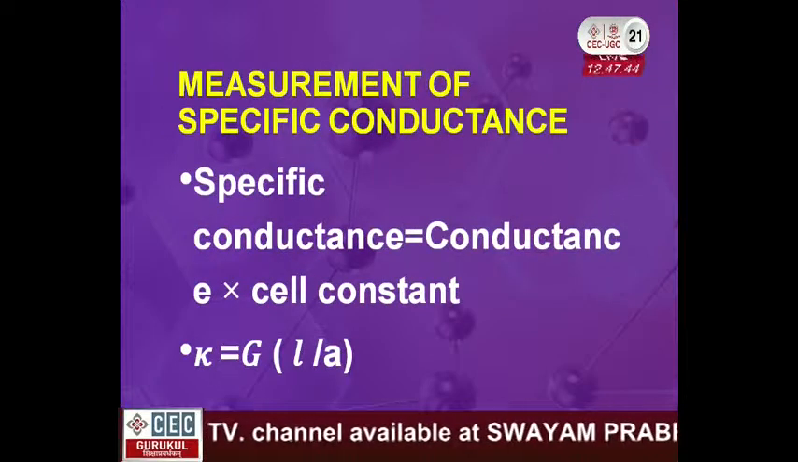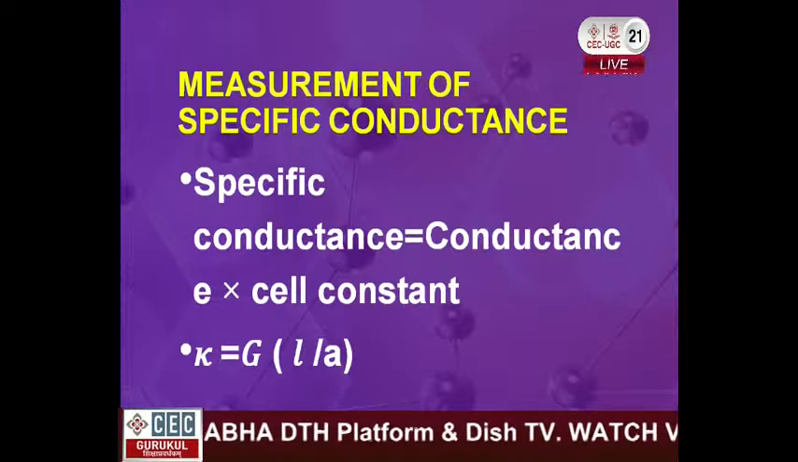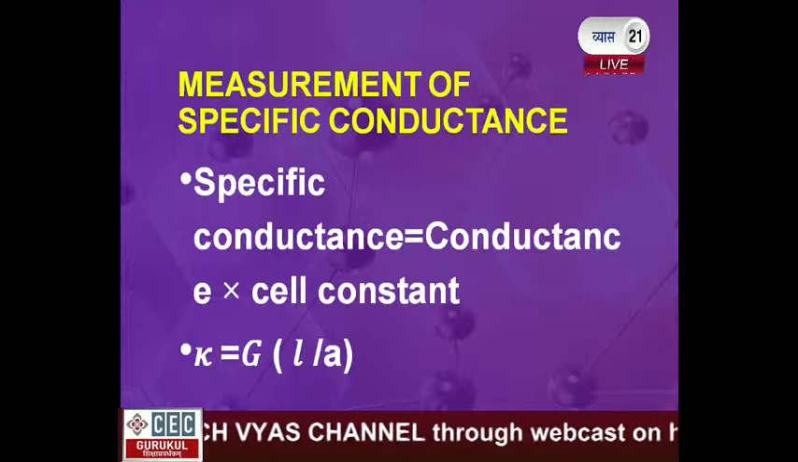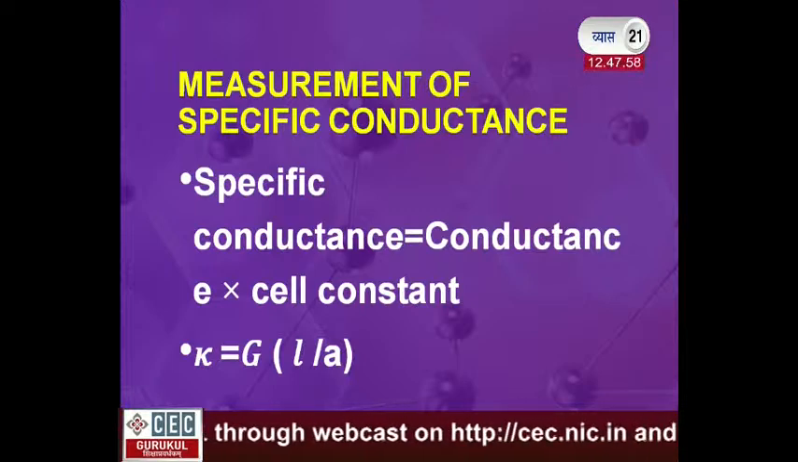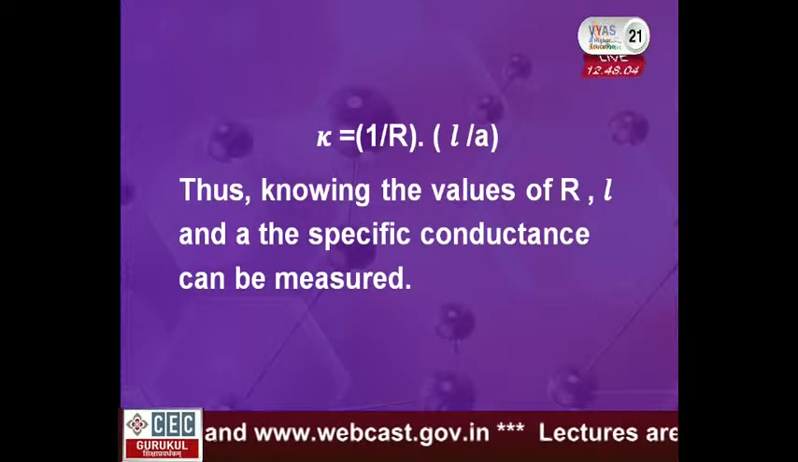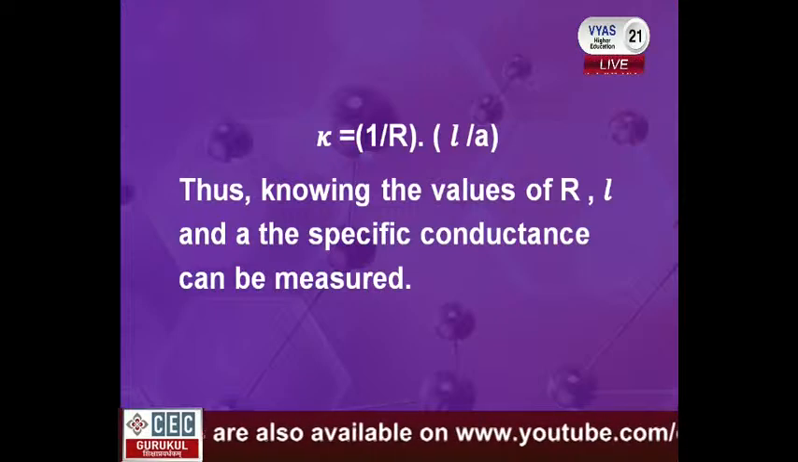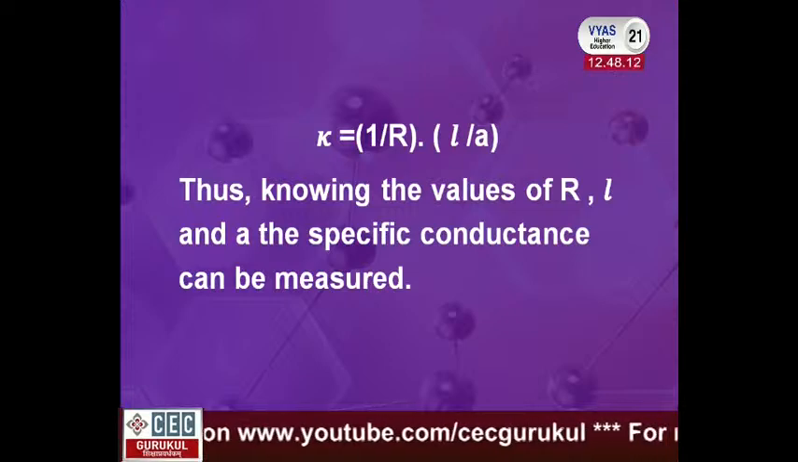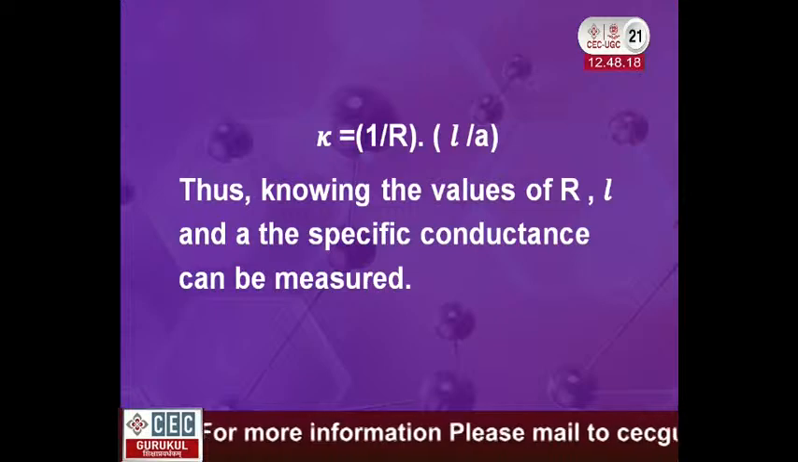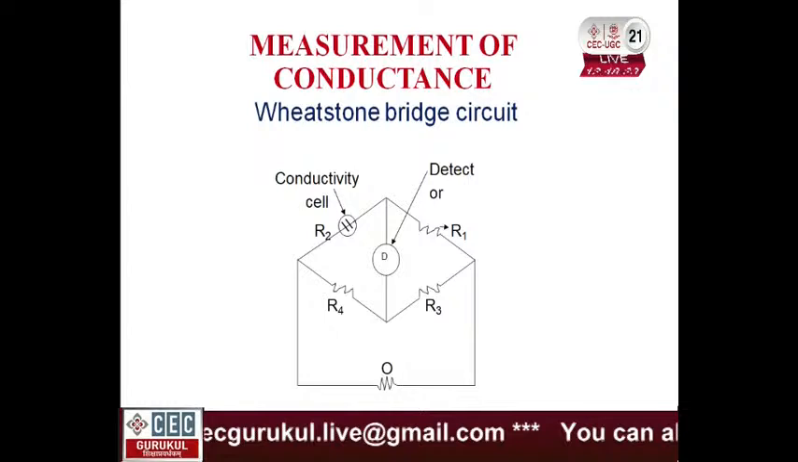Measurement of specific conductance. Specific conductance is related to conductance and cell constant. According to the relation, specific conductance is equal to conductance into cell constant. So, kappa is equal to G into L by A. So, kappa contains two terms, G or 1 by R and L by A, which is known as the cell constant. Thus, knowing the values of R, L and A, the specific conductance can be measured.